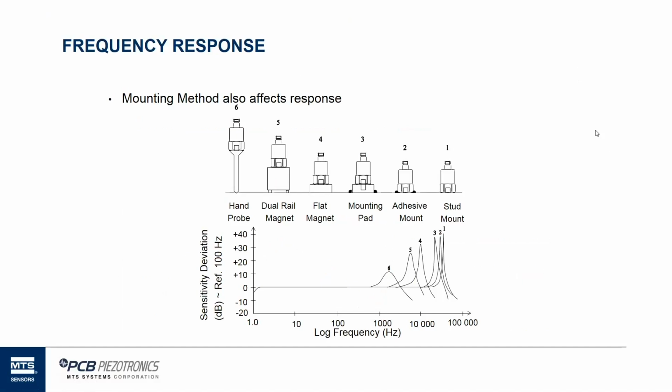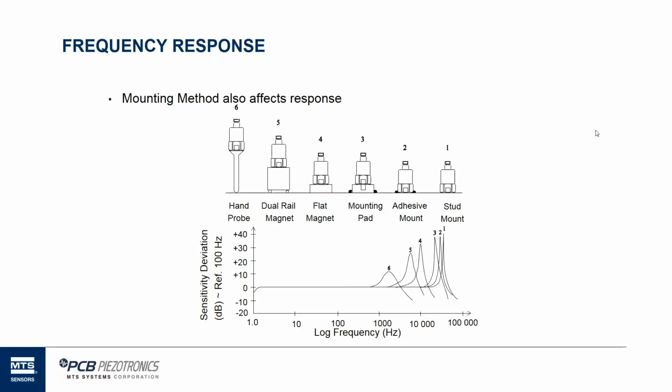And then moving to the other end, the hand probe type configuration on the left, that's more of a loose configuration, where there's opportunity for a lot of relative motion between the structure and the actual accelerometer. And that results in, although this accelerometer may be capable of that 20 kilohertz response, that's going to drag down the effective frequency response of that configuration, with the mounting configuration, down to 1 or 2 kilohertz.